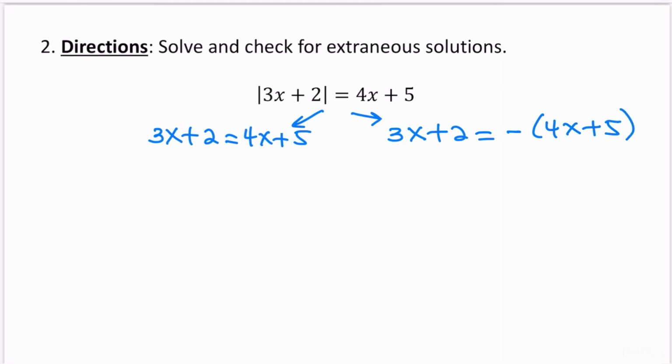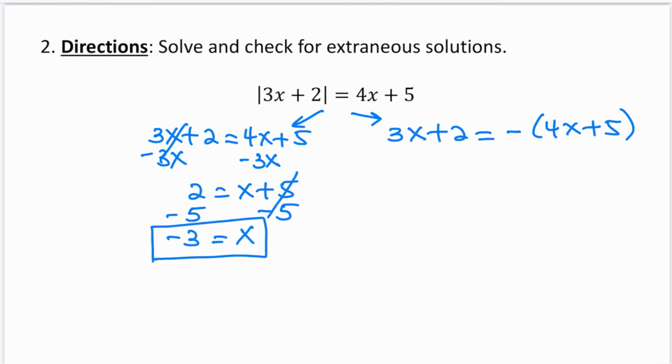So I'm going to work with the first one on the left. I'm going to go ahead and subtract 3x from both sides. I get 2 is equal to x plus 5. Take away 5. So I'm left with x is equal to negative 3. So this is my first solution.